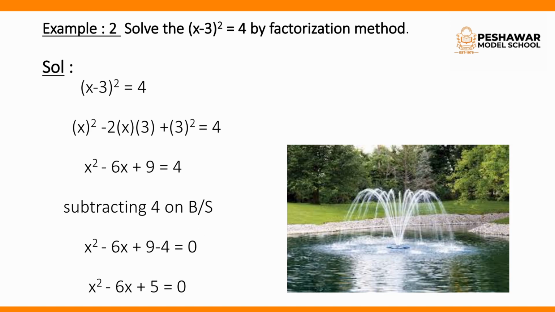Coming to the second example, if we have an equation that is not in the standard form, we have to bring it into the standard form. Since we are given (x - 3)² = 4, first we have to bring it into the standard form. For this we will open up the formula of (a - b)², that is a² - 2ab + b² = 4. So we will have x² - 6x + 9 = 4. Bringing 4 to the left-hand side, we will have x² - 6x + 5 = 0.